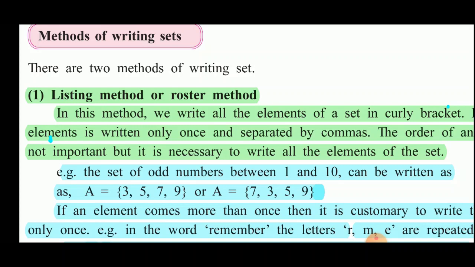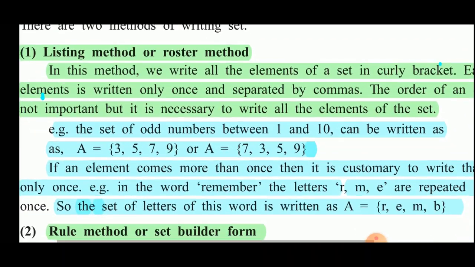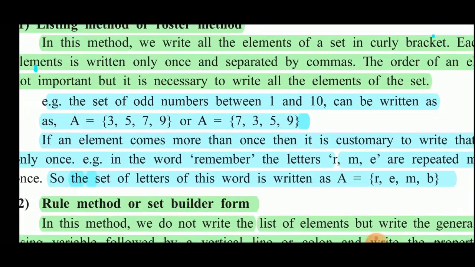So the order of writing down the elements is not important. All the elements should be there. They can be written down in any order. For example, now consider this one. The set of odd numbers between 1 and 10 can be written as A = {3, 5, 7, 9}, or it can also be written as {7, 3, 5, 9}. So the order of writing down the numbers is not important. The only thing is that all the numbers or the elements should be there in that given set.